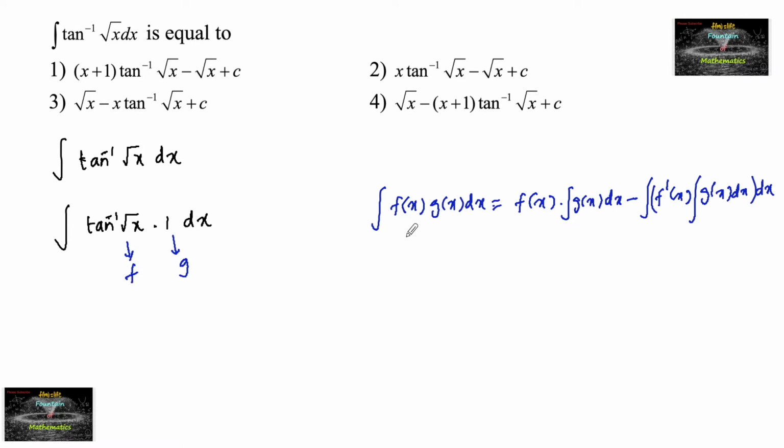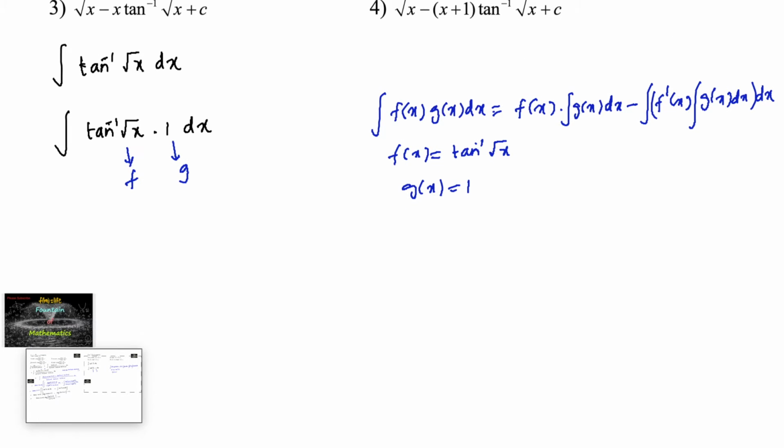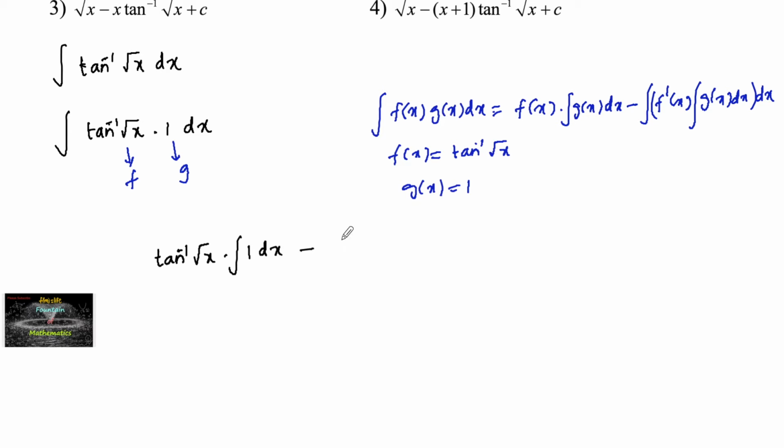f of x is equal to tan inverse of root x, and g of x is equal to 1. Let's substitute here. So we have tan inverse root x into integration of 1 dx minus integration of d by dx of tan inverse root x, and again integral of 1 dx, the whole dx again.